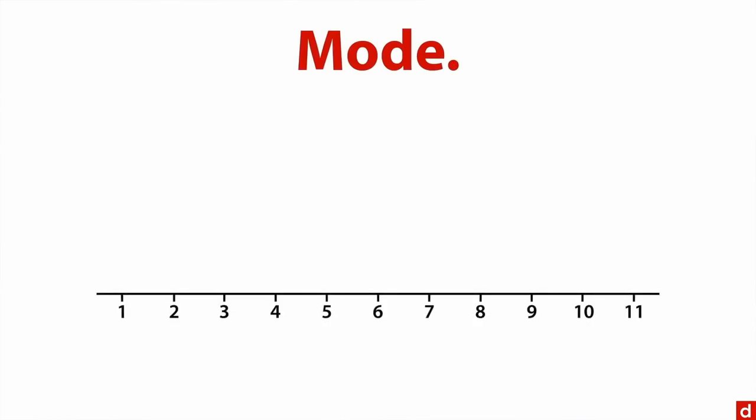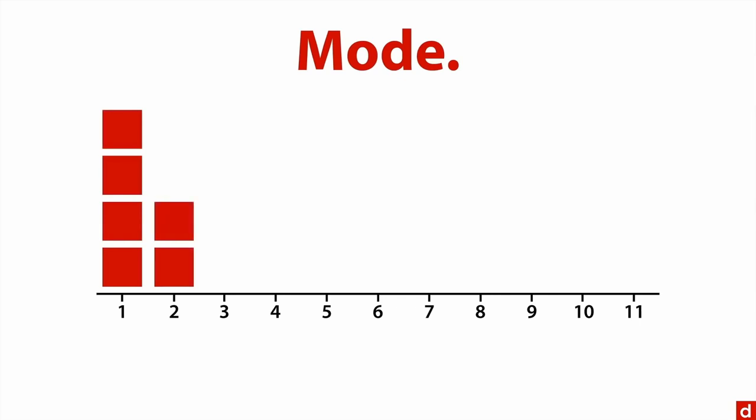Now, I'm going to create a little data set here on a scale from 1 to 11, and I'm going to put individual scores. There is a 1 and another 1 and another 1 and another 1. Then we have a 2, 2. Then we have a score way over at 9 and another score over at 11. So we have 8 scores, and this is the distribution. This is actually a histogram of the data set.